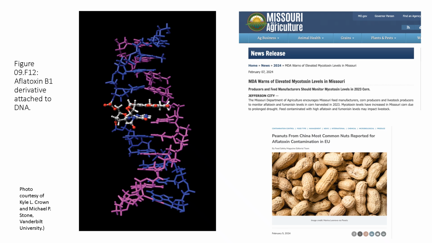Aflatoxin B1, produced by certain fungi, is a potent carcinogen that forms DNA adducts after metabolic activation. Once activated, aflatoxin binds covalently to DNA, particularly at guanine residues. This can lead to mutations during replication and is strongly associated with liver cancer in humans. The structural distortion it causes is visible under imaging and used as a model for studying carcinogen DNA interactions.